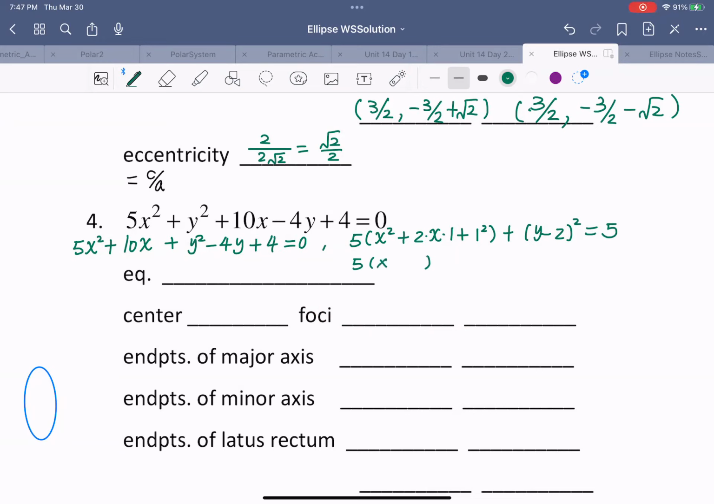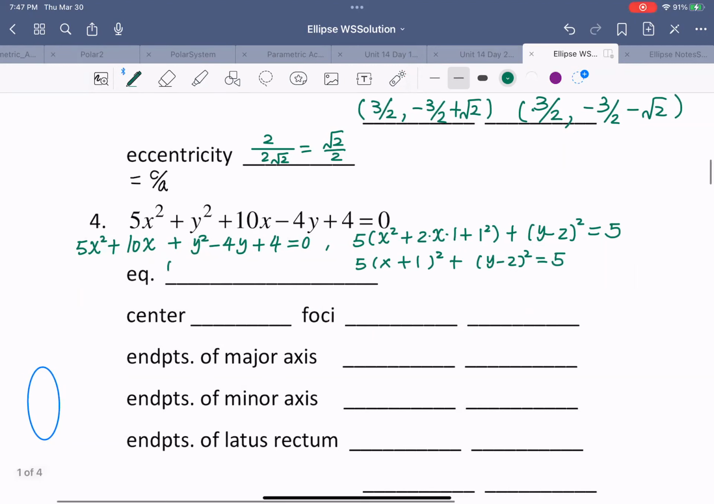X squared plus 1, right? Yeah. Plus y minus 2 squared equals 5. And then you divide it by 5 for everyone. So this becomes x plus 1 squared over 5 over 5 is 1. So you put a 1 here.